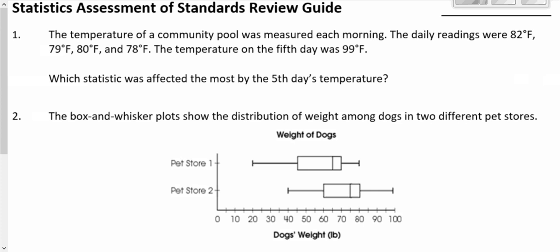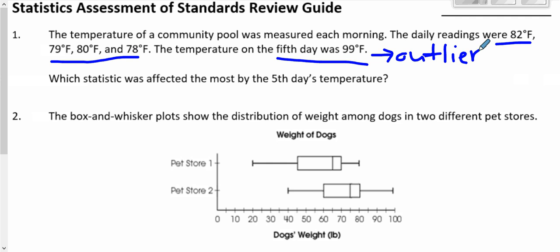Number 1, the temperature of the community pool was measured each morning. The daily readings were 82 degrees, 79 degrees, 80 degrees, and 78 degrees. The temperature on the 5th day was 99 degrees. When I see this, I already see in this data set that I have an outlier. 99 is my outlier. Remember, an outlier is a number that's distant from all the rest of our data points. We know that 99 is an outlier here because that's far above the other 4 data points. The question is asking, which statistic is affected the most by the 5th day's temperature?